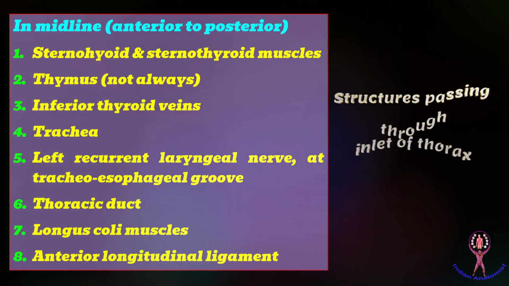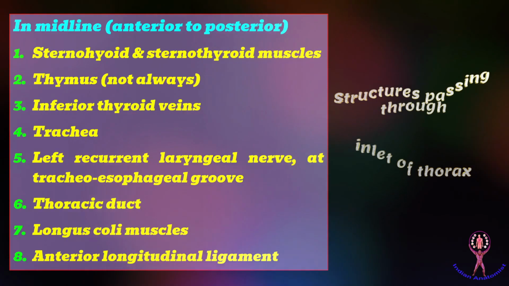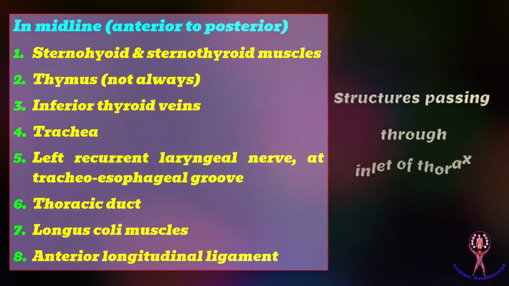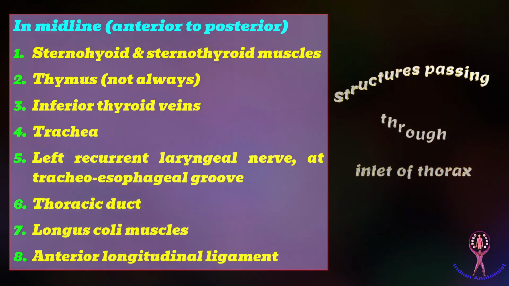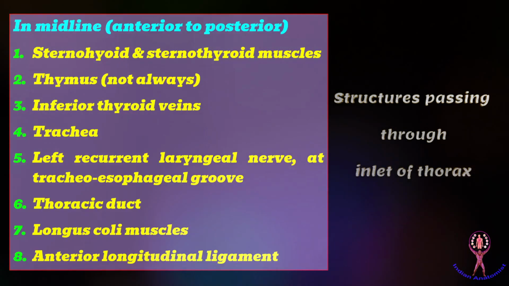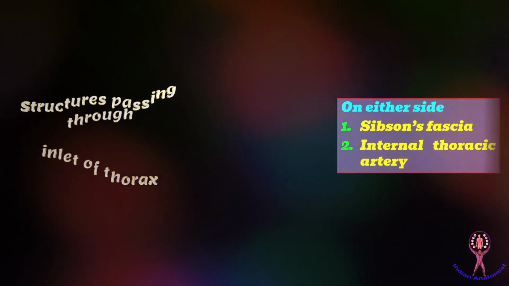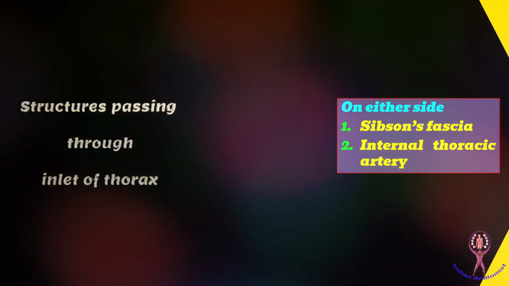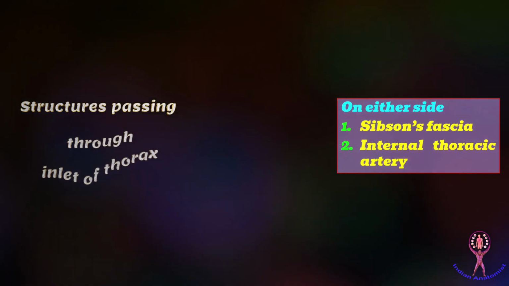4. Trachea. 5. Left recurrent laryngeal nerve at tracheo-esophageal groove. 6. Thoracic duct. 7. Longus colli muscles. And number 8 is anterior longitudinal ligament of vertebral column. Now coming to structures present on either side, are 1. Sibson's fascia. And 2. Internal thoracic artery.